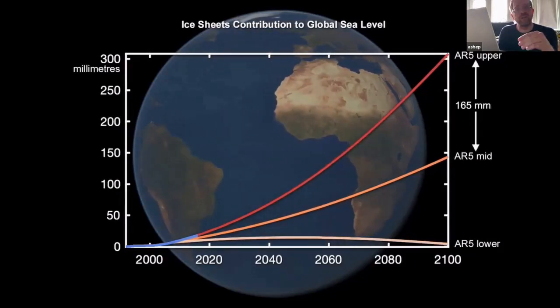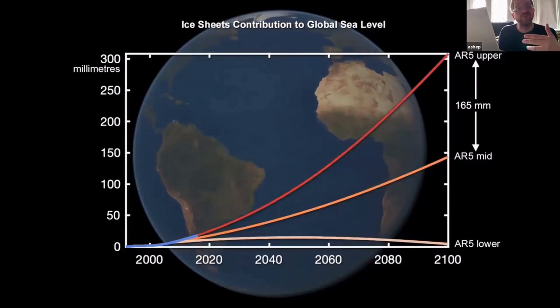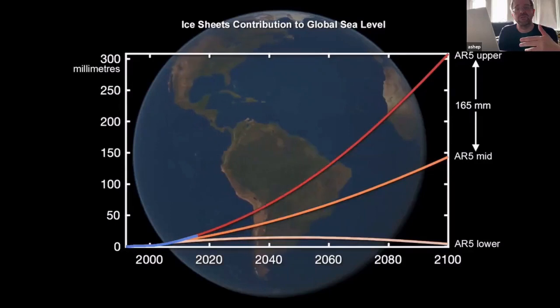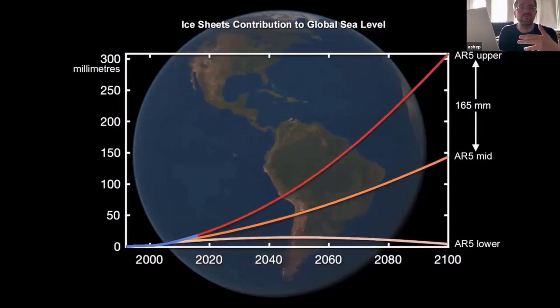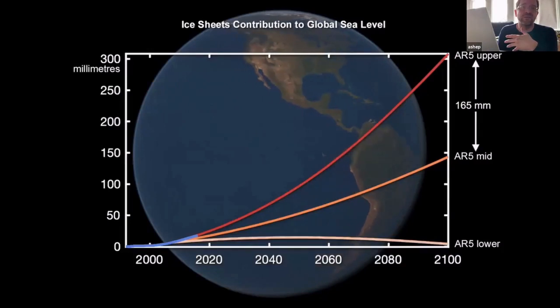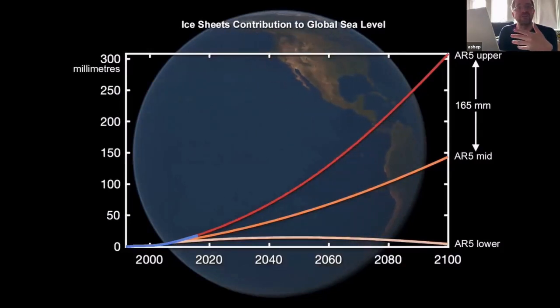And so we're tracking that upper range, which means the models are under predicting the rate of dynamical imbalance for Antarctica and Greenland. And that's a really important consideration, because by the end of the century, it's an extra 17 centimeters of sea level rise. And if things continue, we should be planning for that.